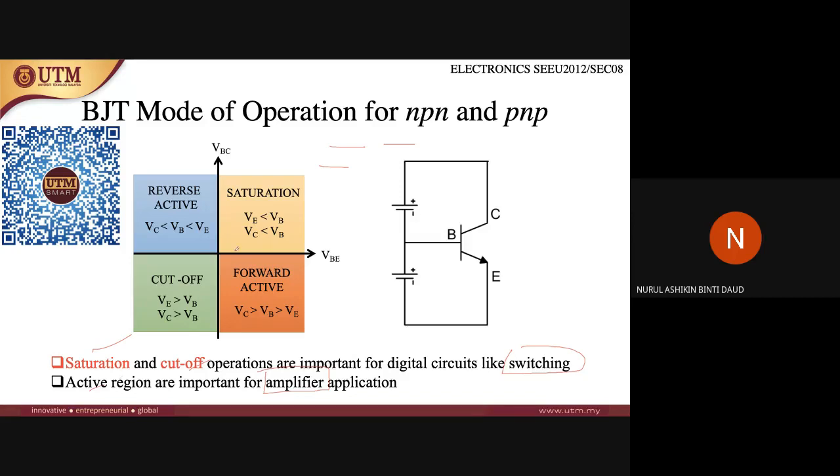So for these tips, for these rules, it is applicable for NPN and also PNP transistors. Okay, so it is not only this type of transistor, it can be applicable for both NPN and PNP.